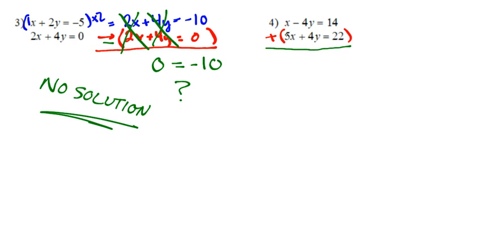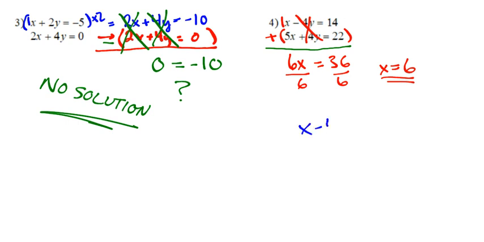When we add 5x and x, we have 6x. Negative 4y plus 4y, no more y's. They've been eliminated. On the right, 14 plus 22 is 36. We divide by 6 and we get x equals 6. Okay? Much faster to get to that x equals 6 than it would have been if we did substitution. All right? But we still need to find out what y is. So what we're going to do is we're going to take one of the first two equations, doesn't matter which one.